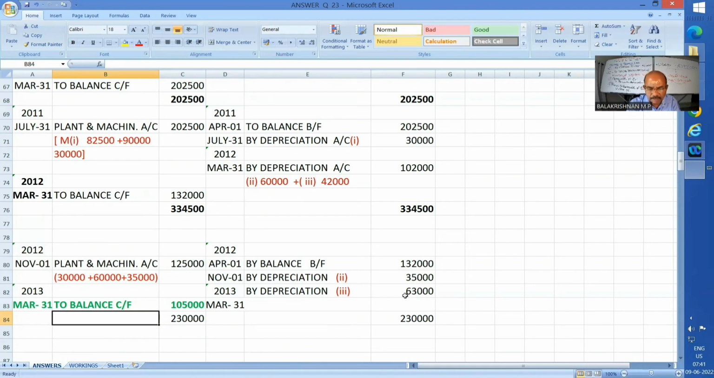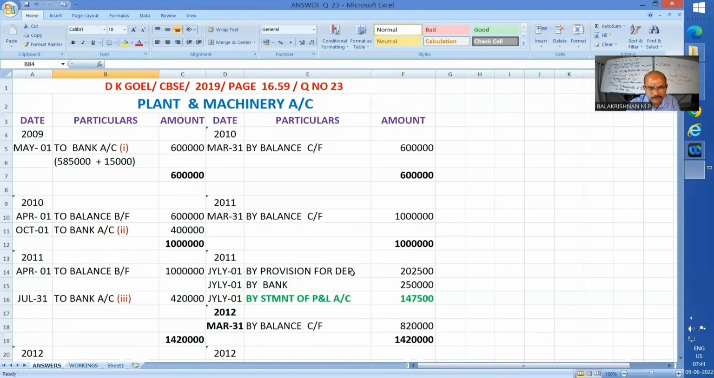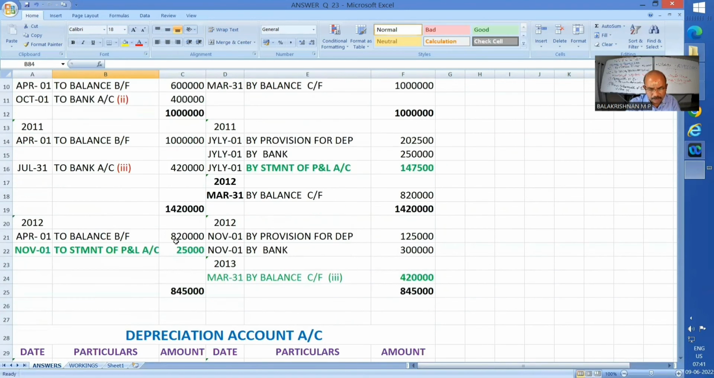Now what is pending? Year-end balance. Okay, let us one by one balance it. Plant and machinery. Total the heavier side 8,45,000. Put the same total across. Find the difference and show by balance carry forward because it's plant and machinery under provision method. So by balance carry forward.